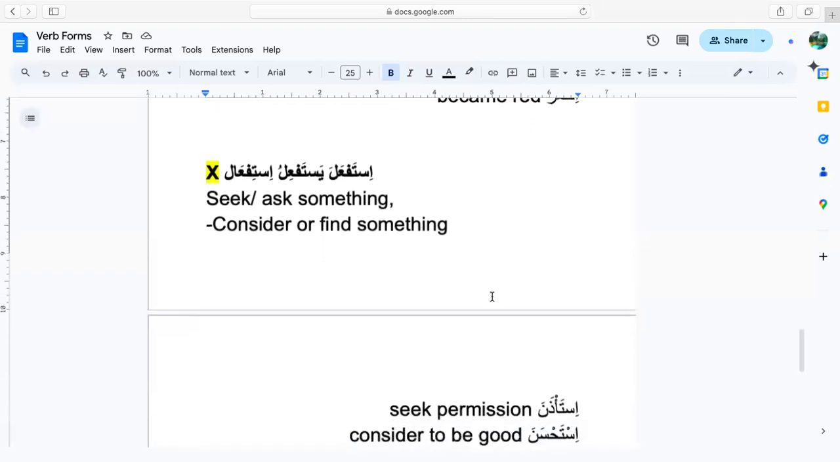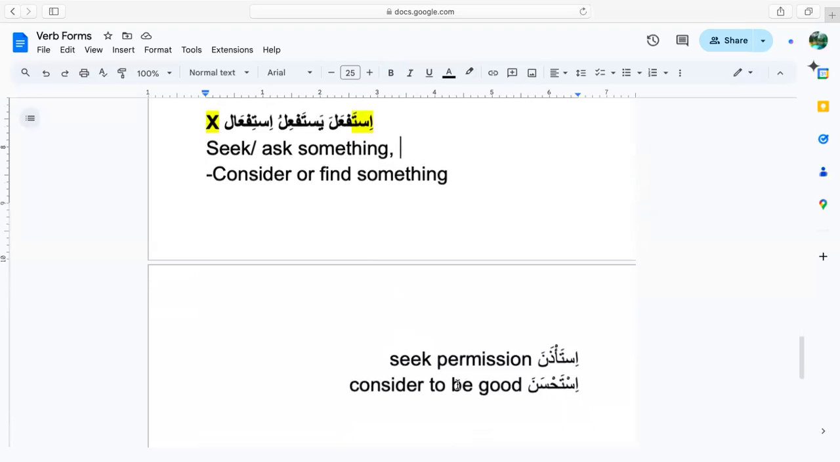And the final group we have is istaf'ala. Here this has the ist at the beginning, and group 10 is the ist. This is to seek or ask for something, or to consider something to be something. So I consider him good: istahsana, to consider someone good. Ista'dhana, to seek permission. So ista'dhana yasta'dhinu isti'dhanan.